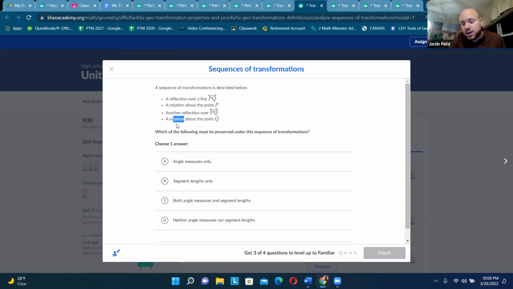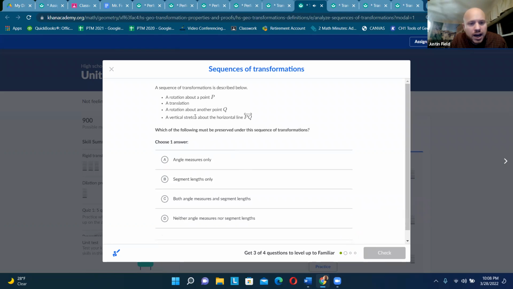But still the angle measure, the betweenness and the collinearity will be preserved. Just not the distance, because everything got bigger or smaller. So which must be preserved under this sequence? You can see all these transformations are rigid, so angles, segments, yeah.